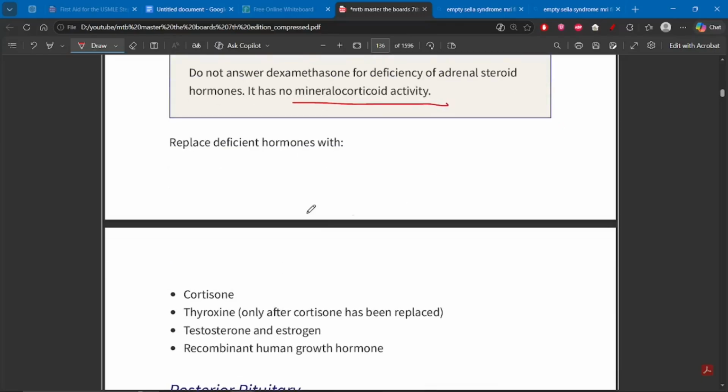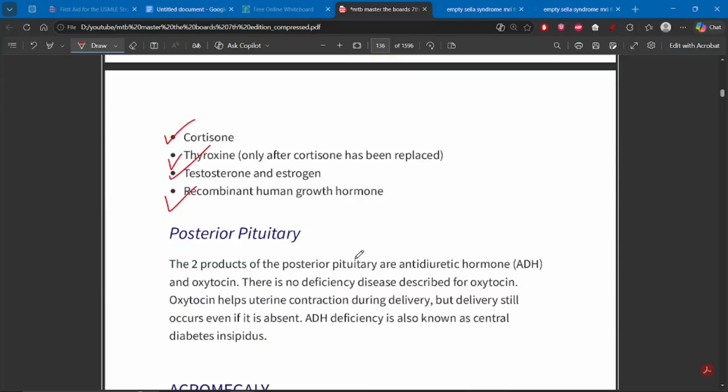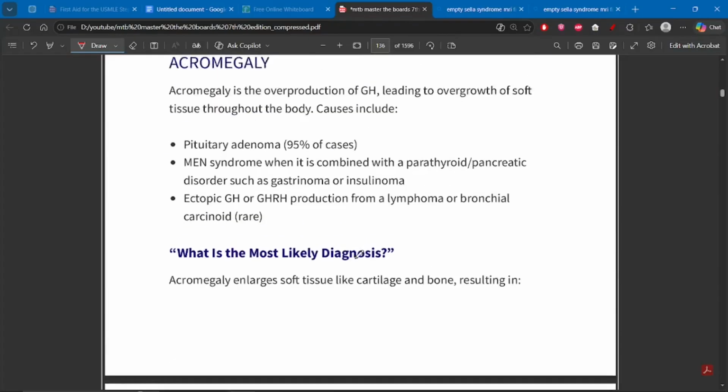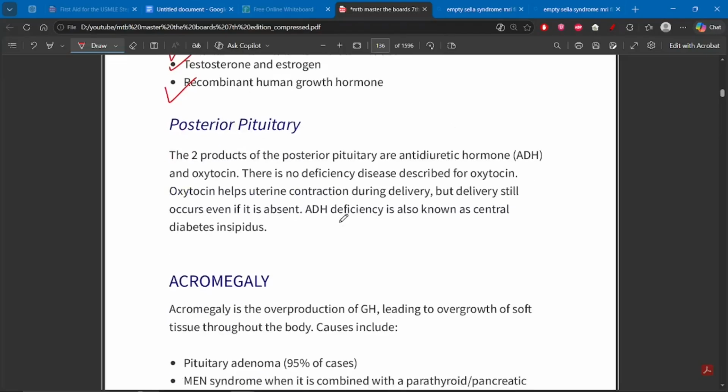And finally, the treatment is that we are going to replace deficient hormones with their respective hormones such as cortisol, thyroxine, testosterone, estrogen, and recombinant human growth hormone. Okay, again, this is clear now.